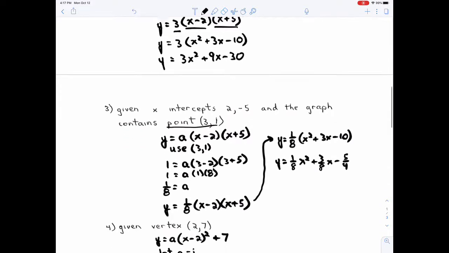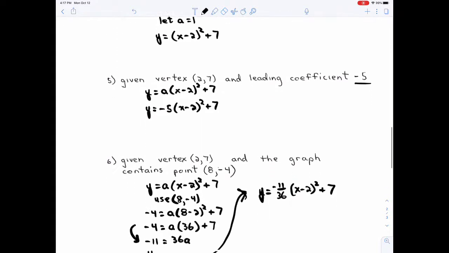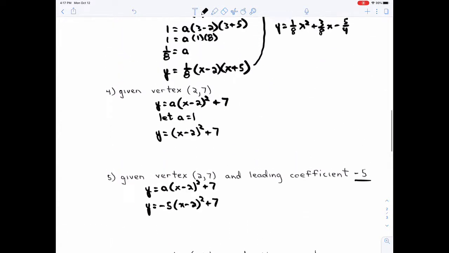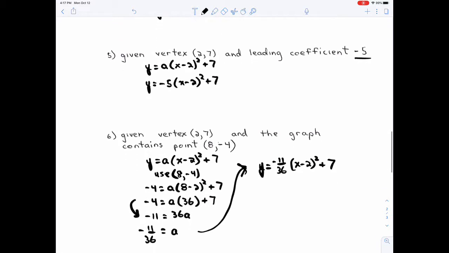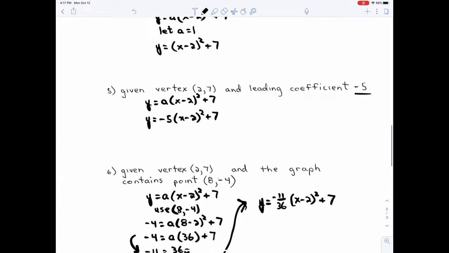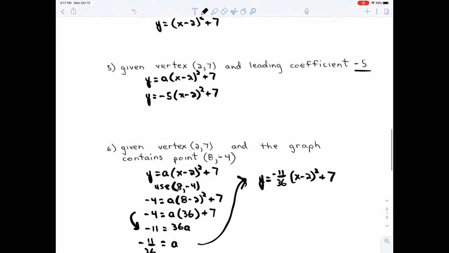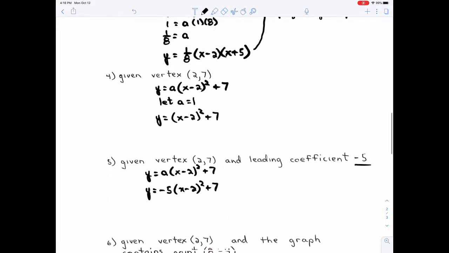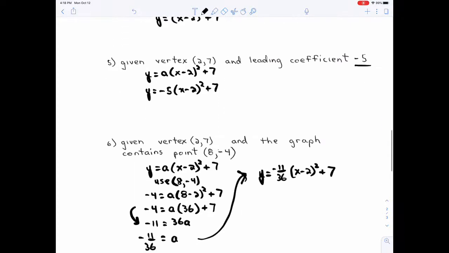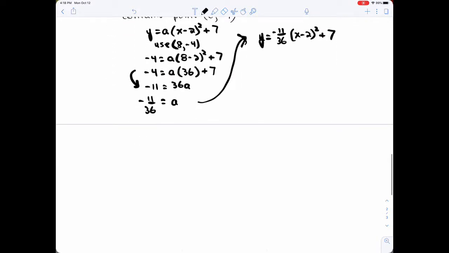Remember, y equals a, y equals a, y equals a. Oh, you know what? I should give you another problem because I just want to show you that a is not always 1. So I'm going to just throw another one in here at the end.